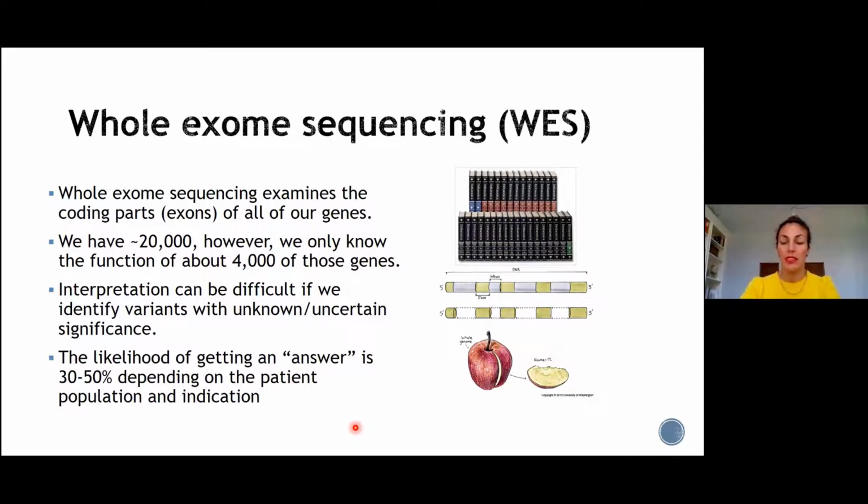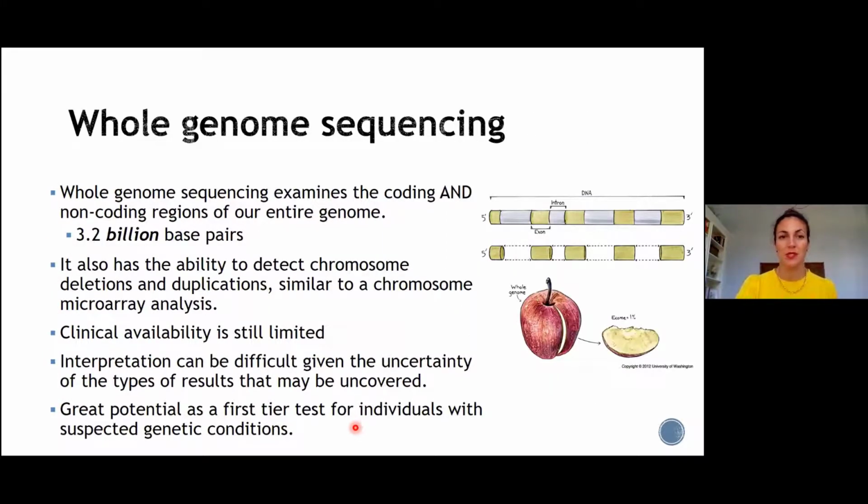Whereas if we are in the NICU and we see a baby that's critically ill with whether they have birth defects or seizures or growth problems, the likelihood that it's going to be positive is probably closer to 50%, given the severity of their condition and the likelihood that it is genetic. And then the last test I want to go into is whole genome sequencing. And so the whole genome examines the coding and the non-coding regions of our entire genome, so the exons and the introns. And that's 3.2 billion base pairs or letters of the alphabet.